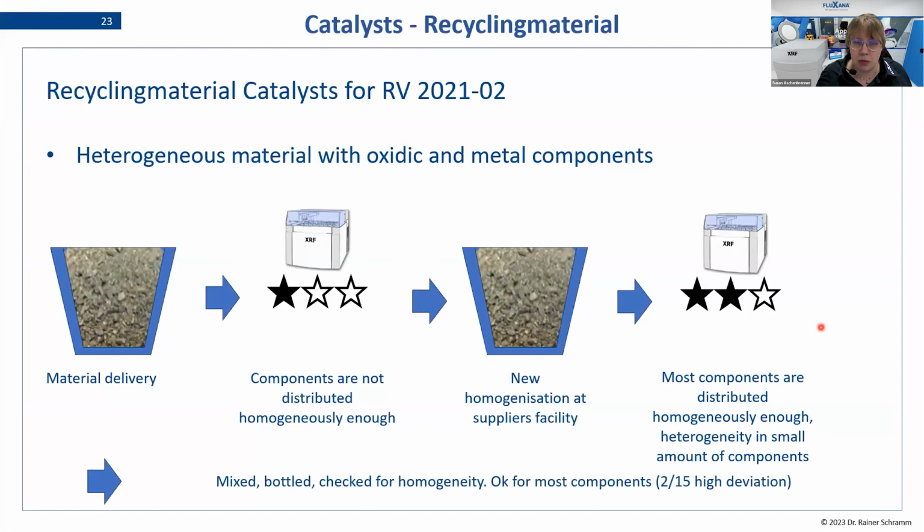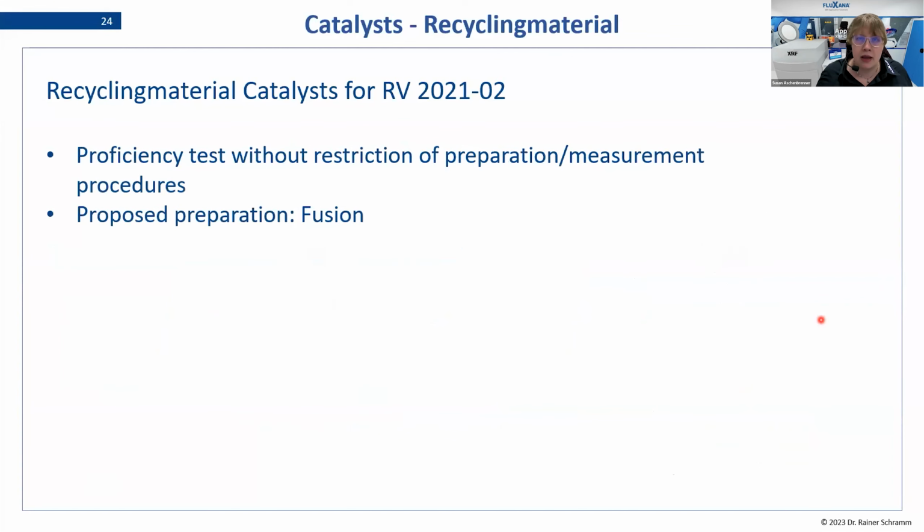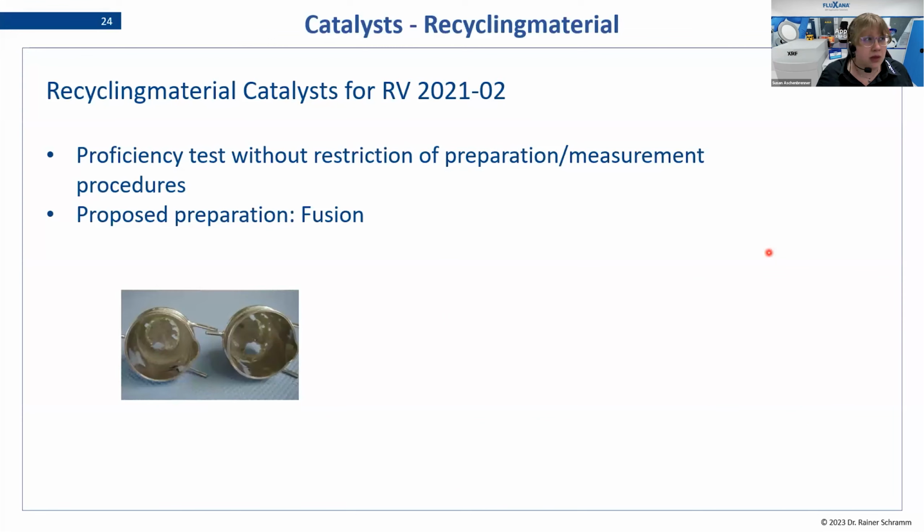So we mixed it, we bottled it, we checked again for homogeneity, and we saw it's okay for most of the components. So 2 of 15 components were not okay, but we said we will go with it. The proficiency test was without restriction of preparation or measurement procedures, so it's not an EXA-F only proficiency test. But what we proposed as a preparation was fusion preparation. The same thing as for the metals also goes for the recycling materials, because there are also metal parts.